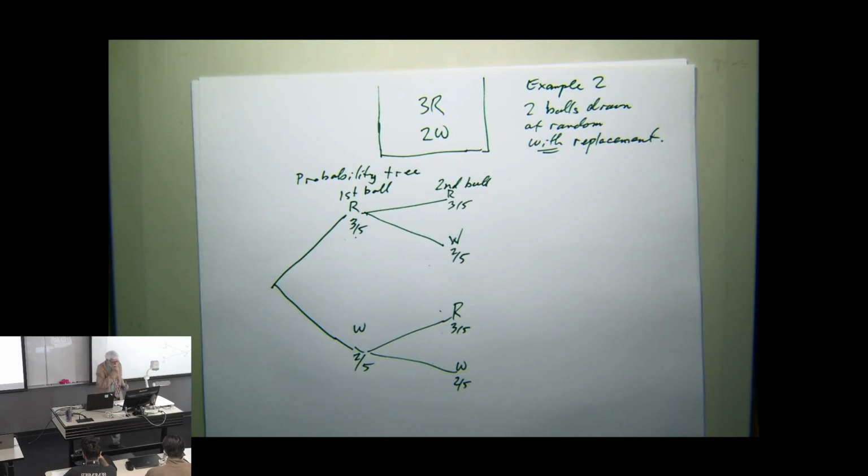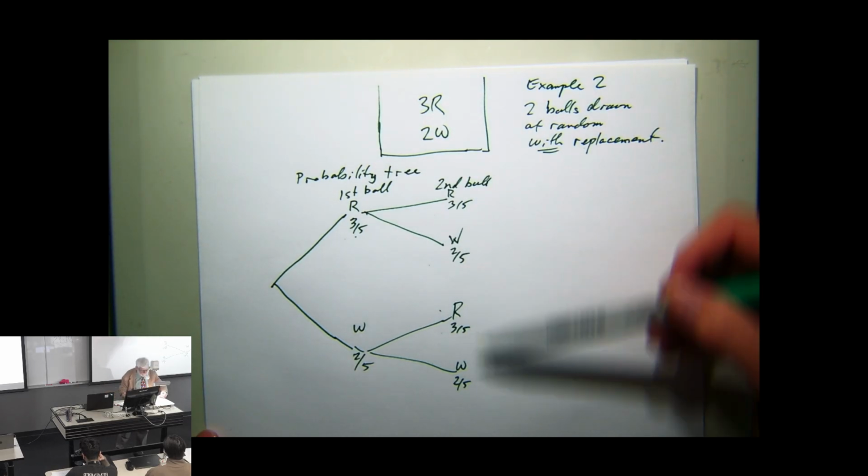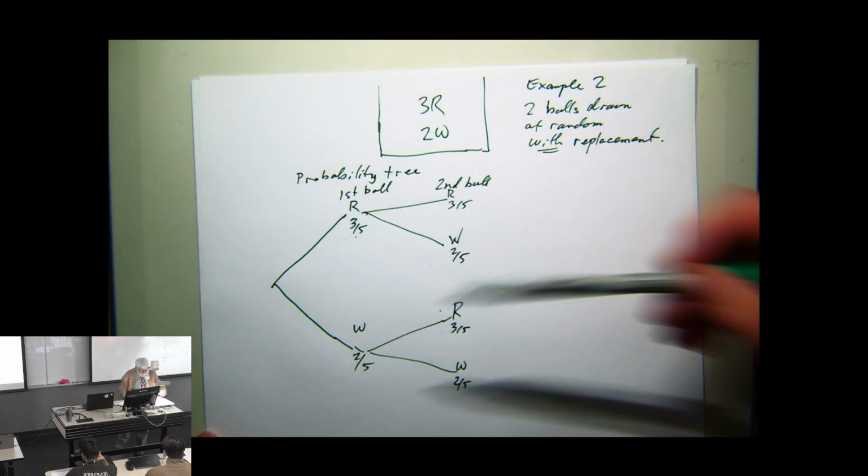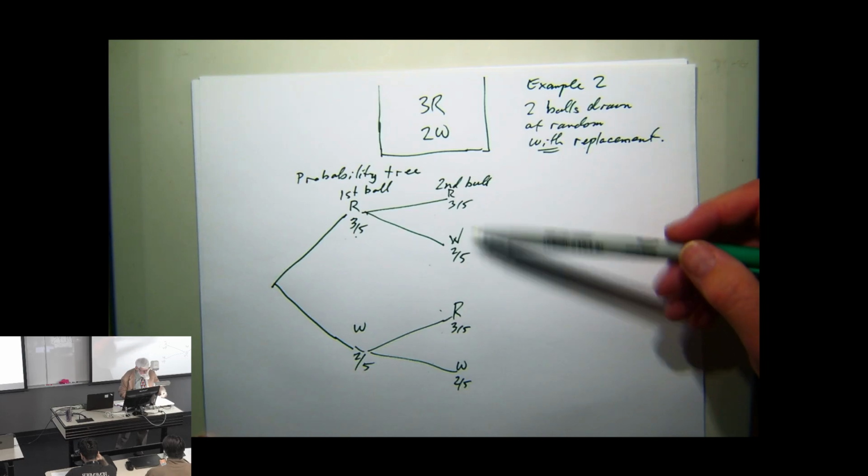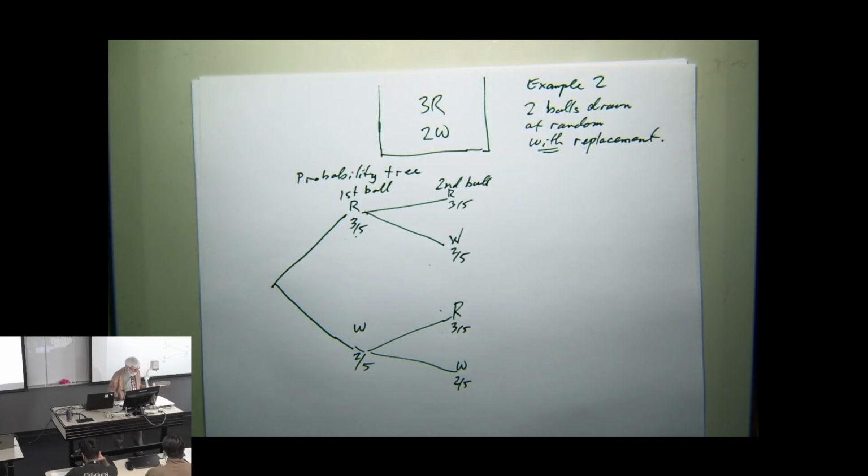Okay. So let's now look back at the situation. These probabilities, you know, it didn't matter what happened on the first ball as to what the probabilities were on the second ball. But on the first case, it did matter.